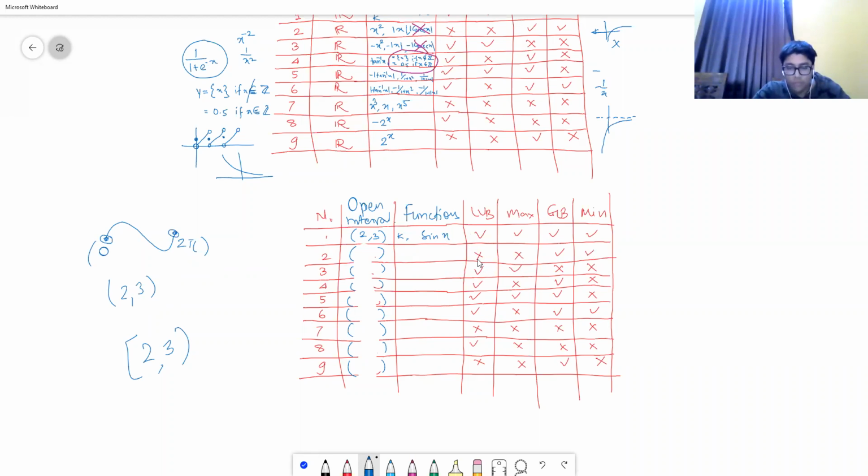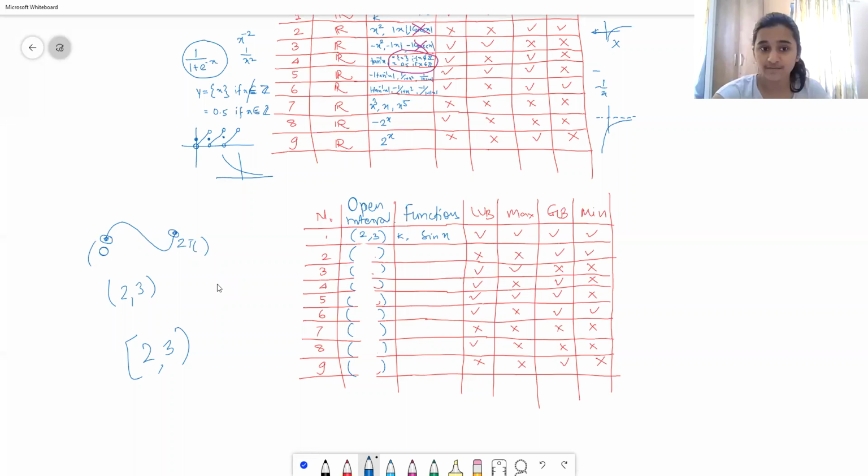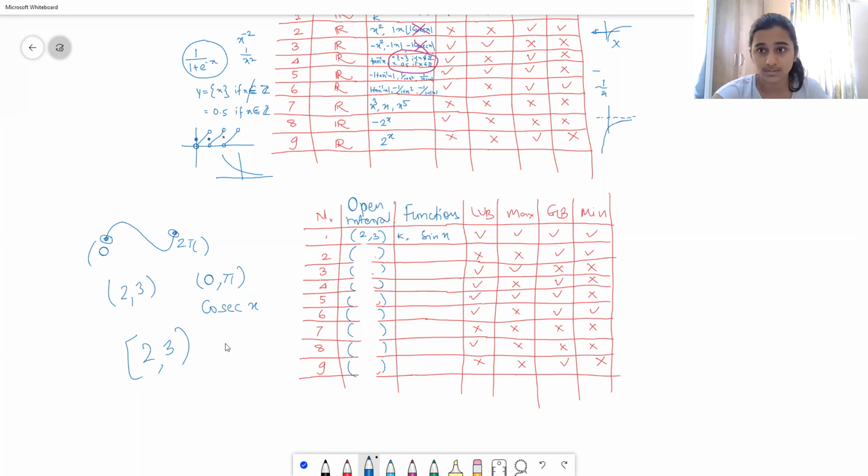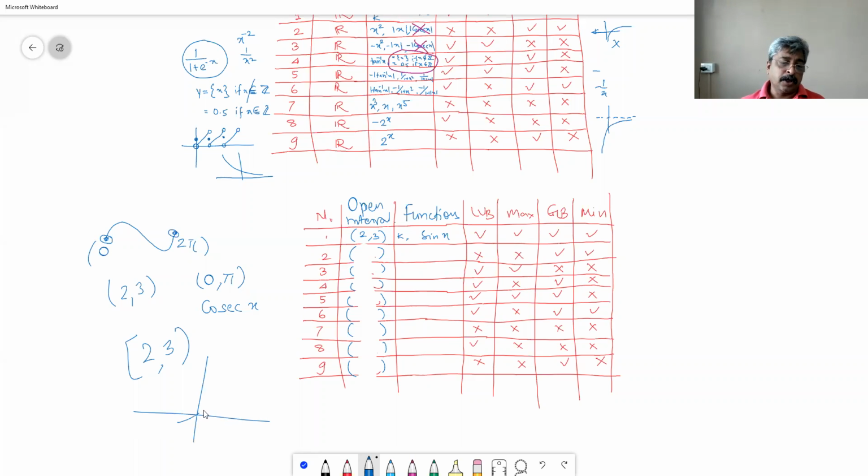Sir, mod of... Sir, from 0 to pi, y equal to cosec x. 0 to pi, y is equal to? Cosec x. Let me check. This is sine from 0 to pi, and this is cosec. Okay. It has got minimum 1, GLB 1, maximum not available. Correct. 0 to pi cosec.